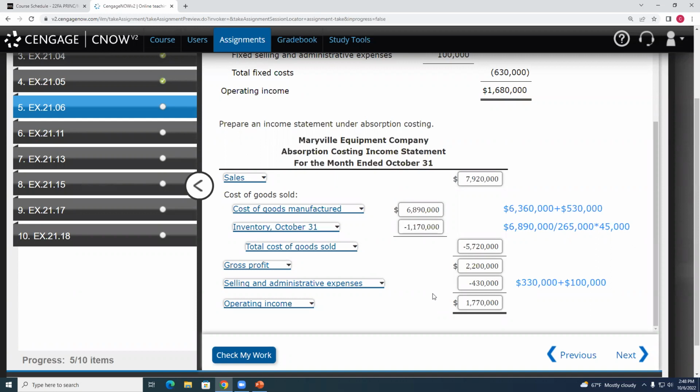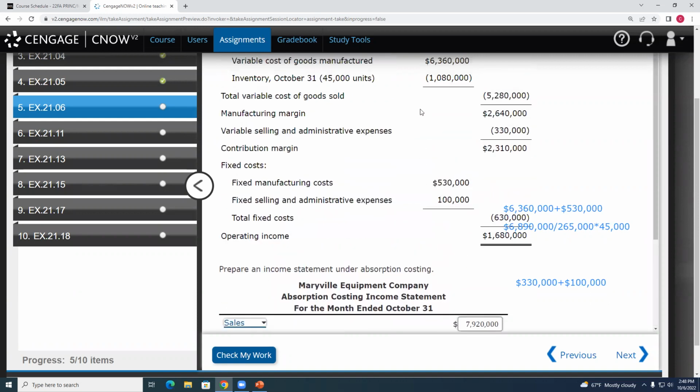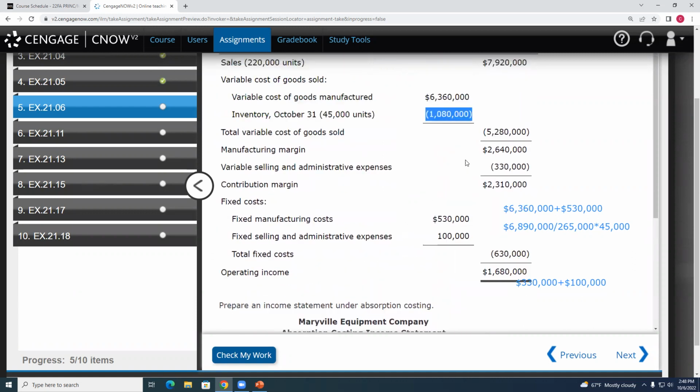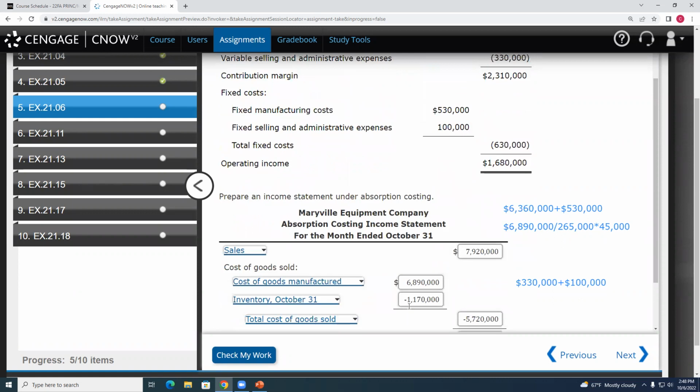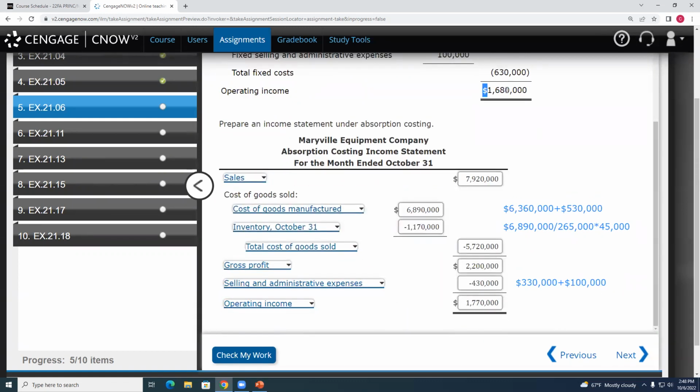As we knew would happen, the absorption income is higher than the variable costing income because we've now shifted some of those fixed costs into this inventory. So this inventory, including those fixed costs, is higher than the ending inventory here that only includes the variable costs. And that is the difference between that number, 1,080,000, and this number is also the difference between our operating income under the two assumptions.